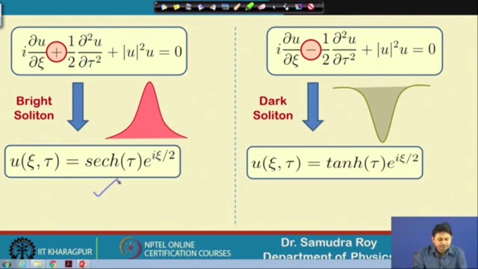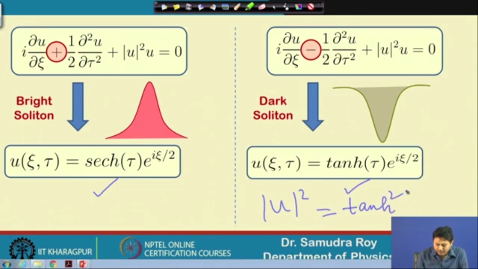So, sec hyperbolic is a solution, but there is a possibility that I have a normal dispersion, and in normal dispersion beta 2 value is positive. If beta 2 is positive, we have a negative term here. If we have a negative term, then still we have a solution, and this solution is of the form of tan hyperbolic tau. Now, if I plot tan hyperbolic tau square, which is basically the intensity.